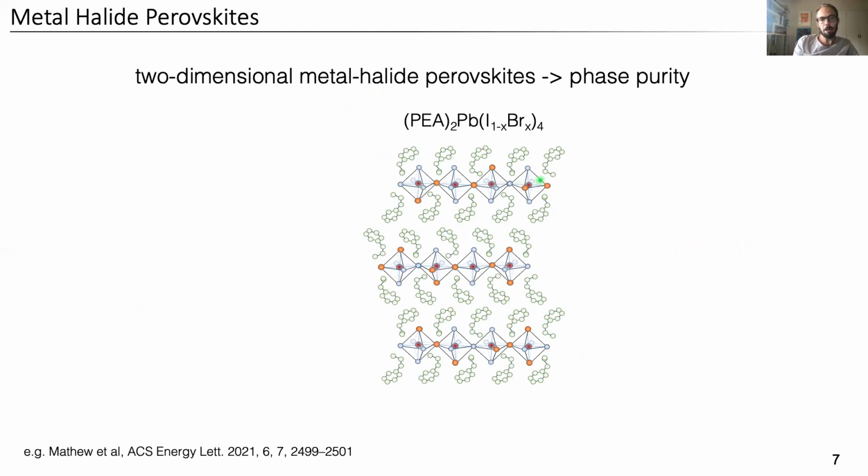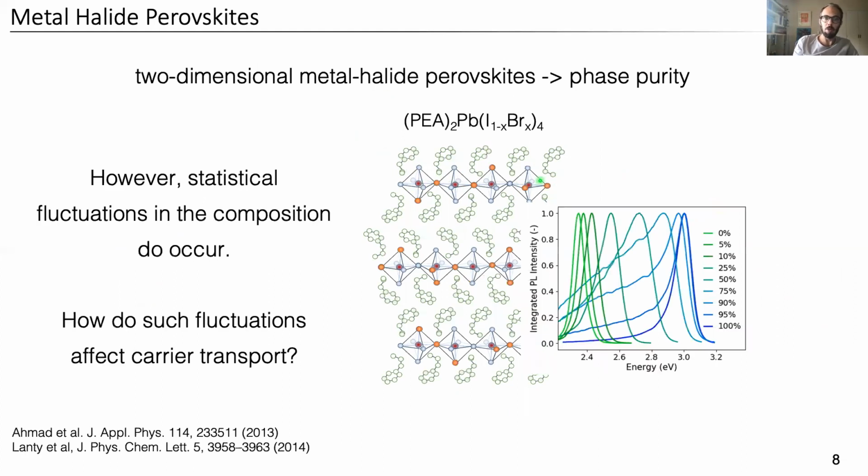But if we look at the fluorescence spectrum of these mixtures, what we observe is even though the pure iodine and the pure bromine cases have very nice narrow emission peaks, once we start mixing in, we get these broad features. These broad features, again, are not because of phase segregation, but it has instead been suggested that this is local statistical fluctuations of the iodine and bromine, meaning that not every octahedra in the system has the same ratio of iodine and bromine. Now, the real question is whether or not these local fluctuations can also affect energy transport.